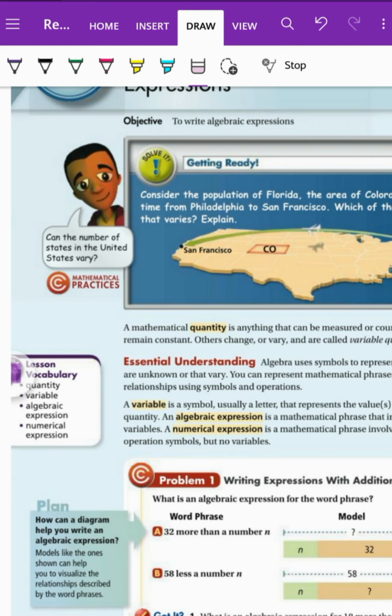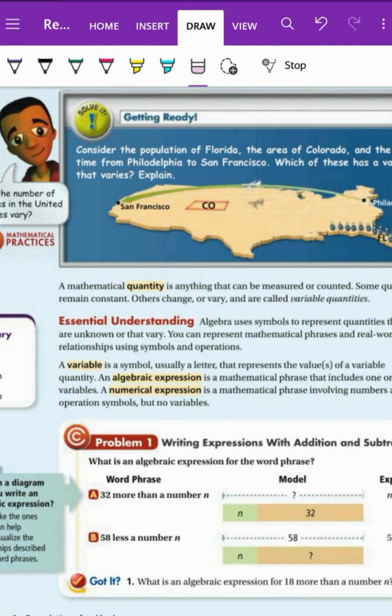Today we will revise some vocabulary that we learned in grade 6, my dear students, which is quantity, variable, algebraic expression, numerical expressions. First of all, we have to revise, or define, the quantity. What is the quantity? The quantity is anything that can be measured or counted, like the population of Florida. It can be measured, yes, or the flight time from Philadelphia to San Francisco. It can be measured, so it is a quantity.